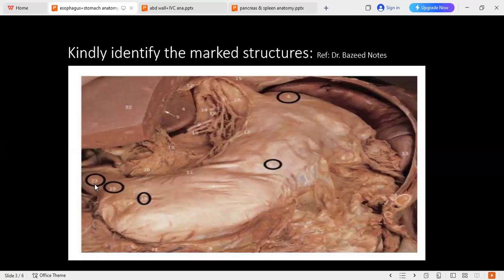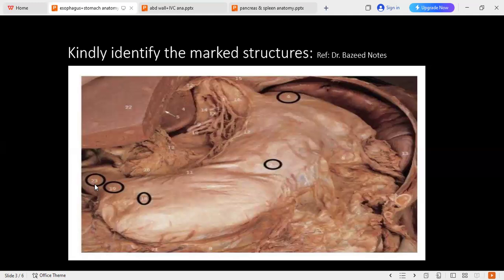If you could tell me what is the blood supply of the stomach? Blood supply of the stomach is left gastric artery, right gastric artery, left gastroepiploic artery, and right gastroepiploic artery. And also the splenic artery supplies part of it.